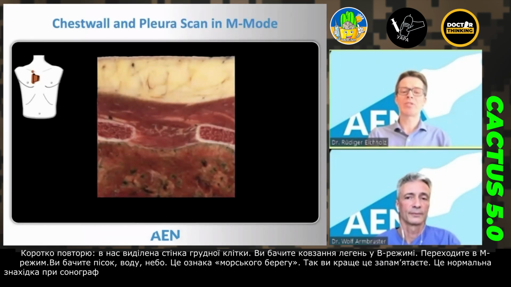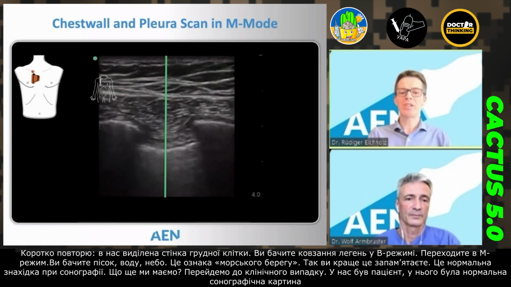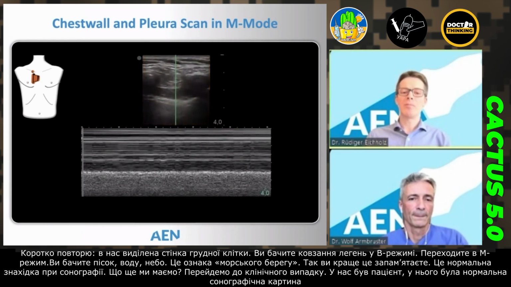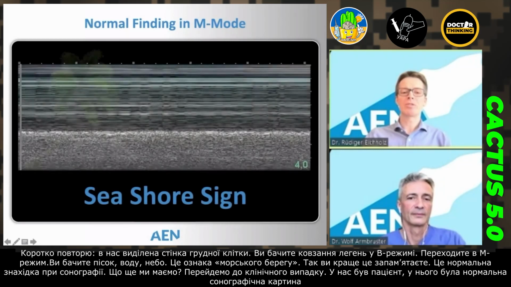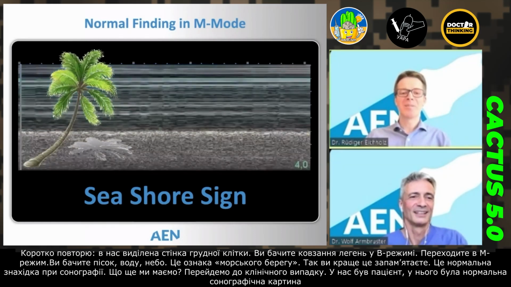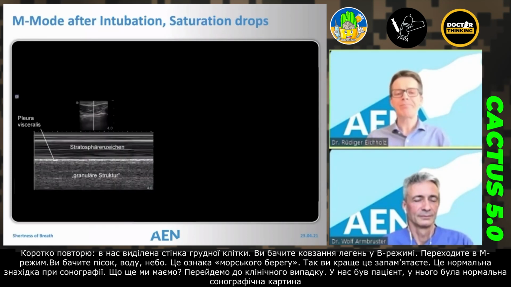So just to repeat it quickly, we have the chest wall window and the M mode is in there like this. You see the lung sliding, and now you put it in M mode and you see the sand, you see the wall, and you see the sky. And this is the seashore sign. You might keep it in mind much better if you remember this. This is part of the idea the ones had when they discovered it. Okay, so this is a normal finding. Seashore sign is good. So what else do we have?